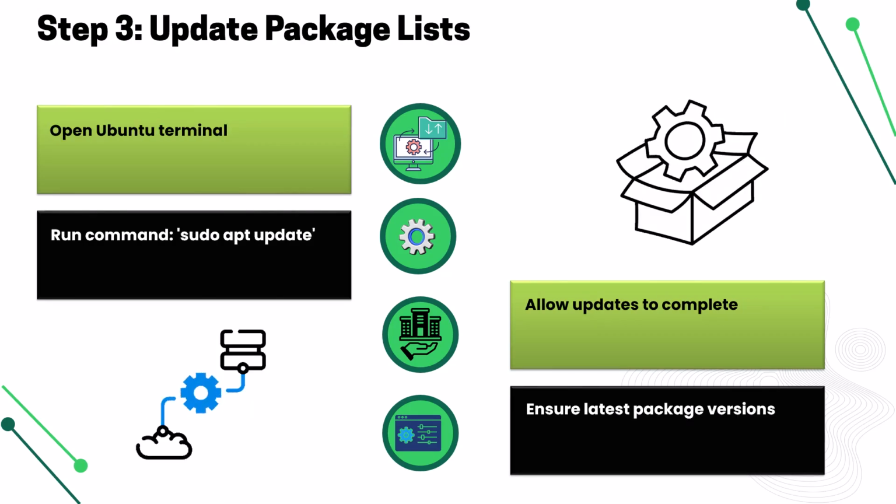Before installing anything, let's update package lists. Open Ubuntu, type sudo apt update, press enter, and let it fetch the freshest versions available. It's like getting the latest software upgrades, except for free and without annoying update pop-ups.